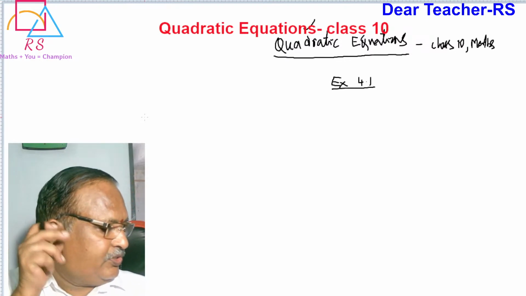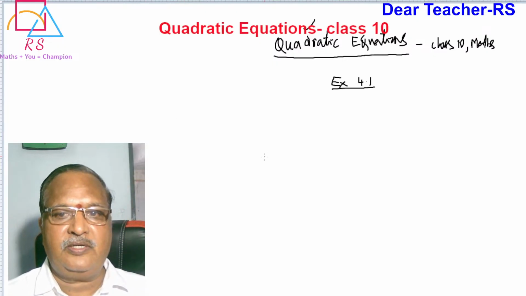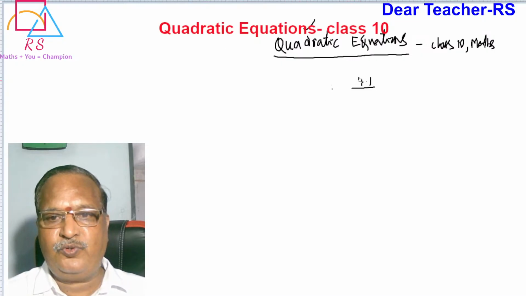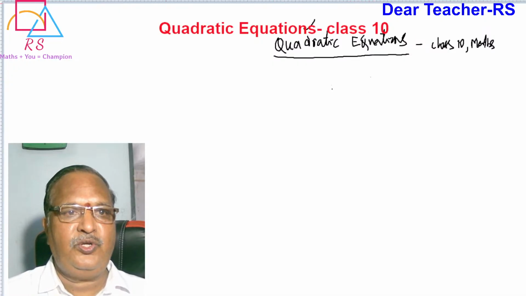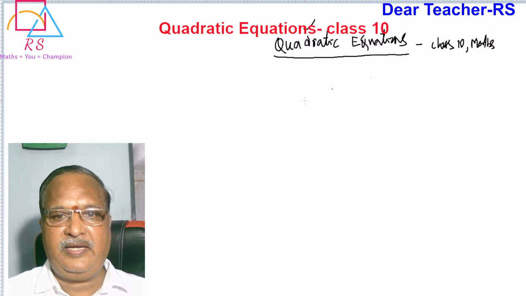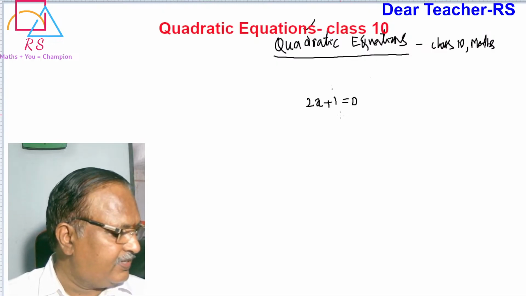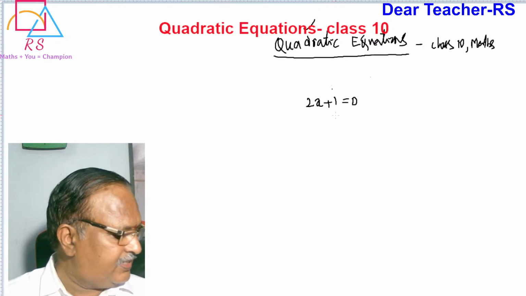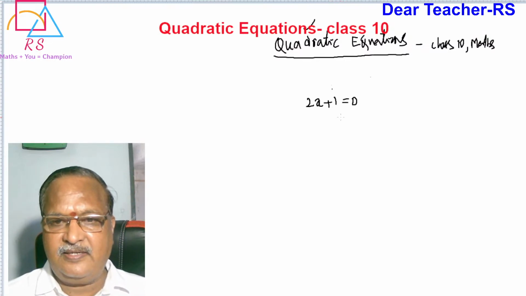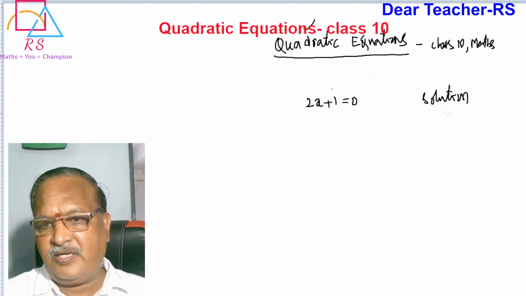Okay, so now let me go to the next concept. Solution. Every quadratic equation will have 2 solutions. Whenever there is an equation, there is a solution. For example, 2x plus 1 is equal to 0 is an equation. It is not a quadratic equation, but it is a linear equation. Every equation will have a solution. So understand what the solution is.